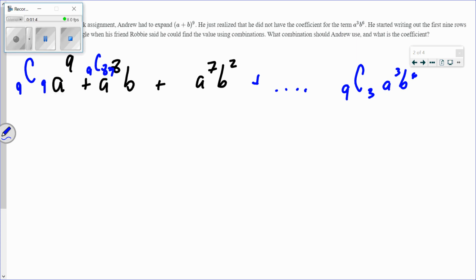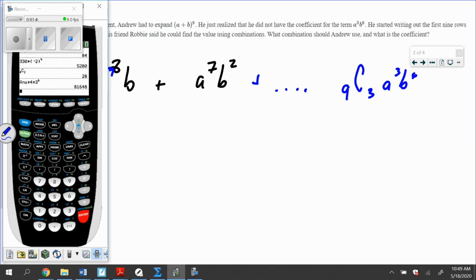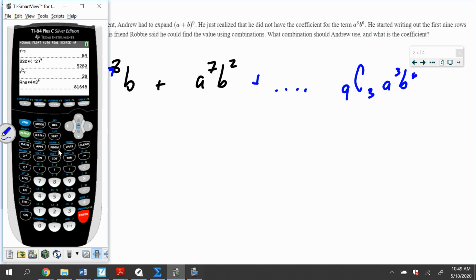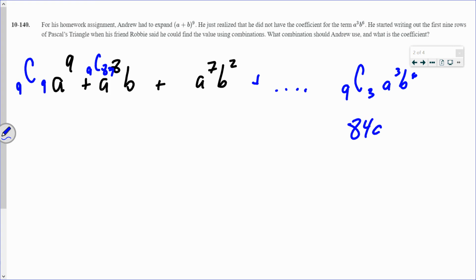I didn't show it in the last video, but if you need the help for the combinations on a calculator, it looks like this: we're going to have Math, we're going to go over to Probability, and we're going to go to number 3, which is nCr. So I'm going to do 9 choose 3, which in this case is 84. So you're going to have an 84 a cubed b to the sixth.